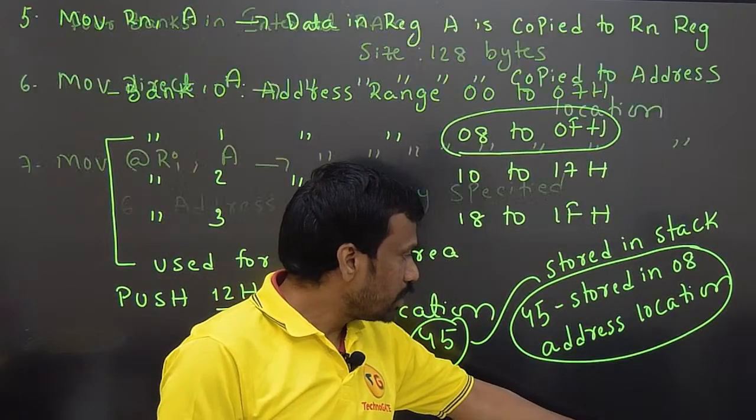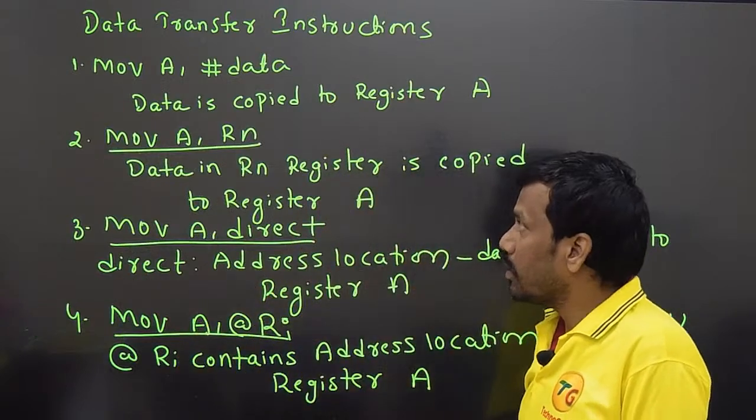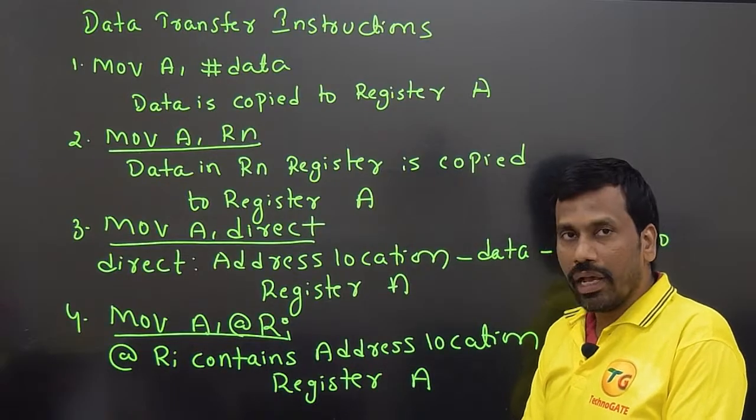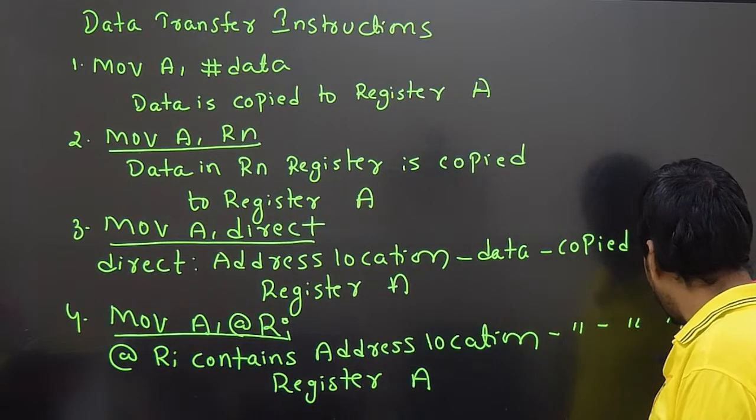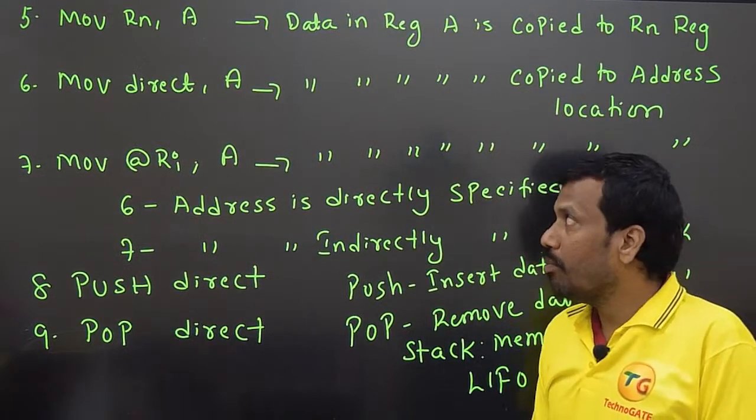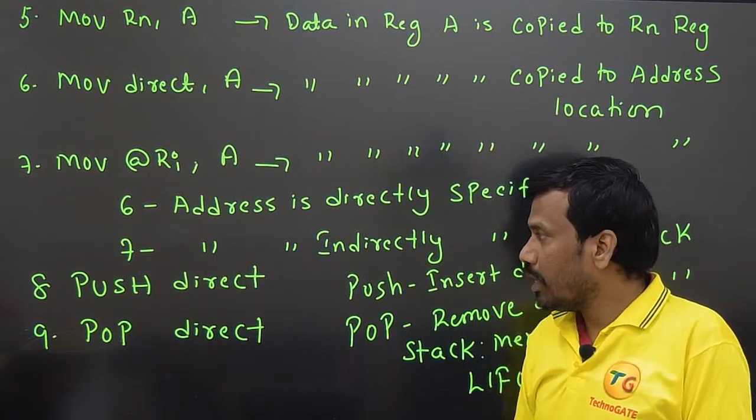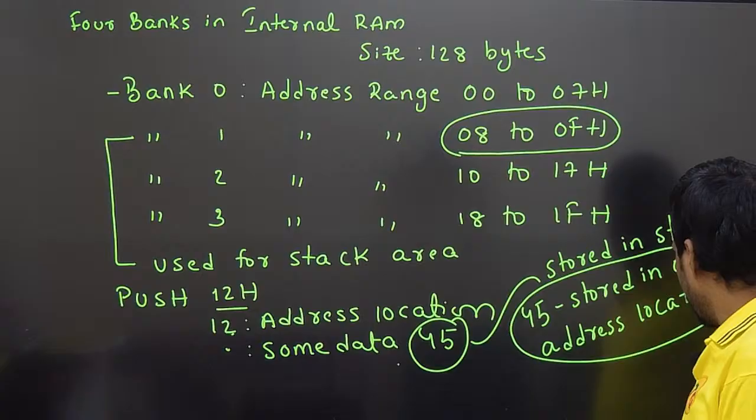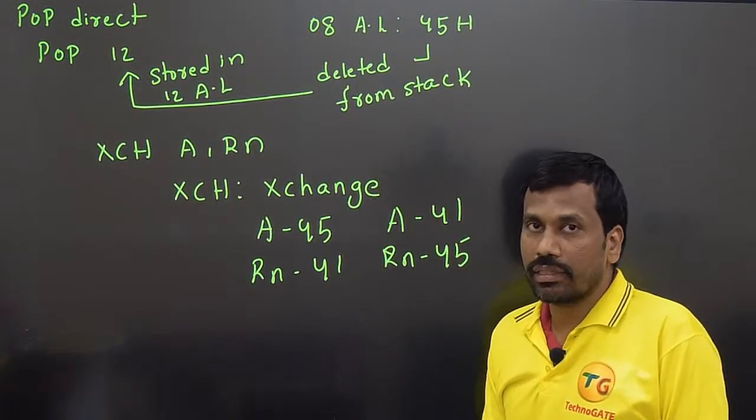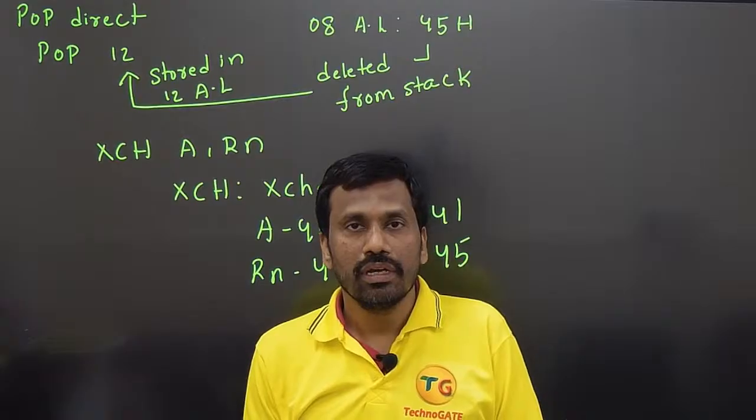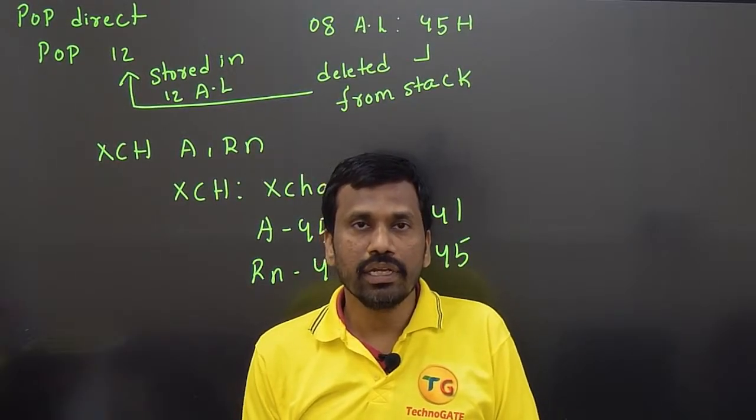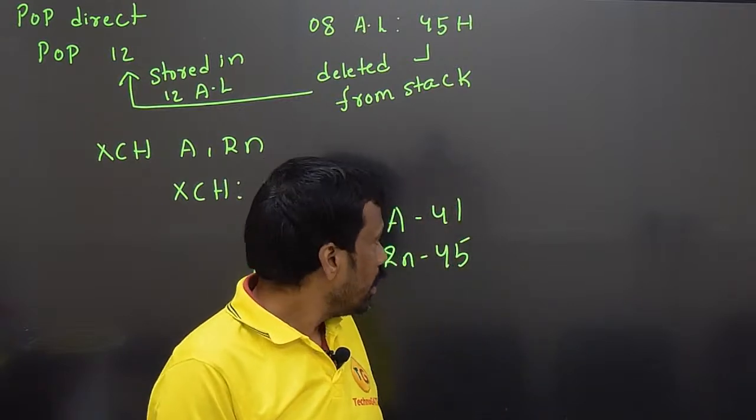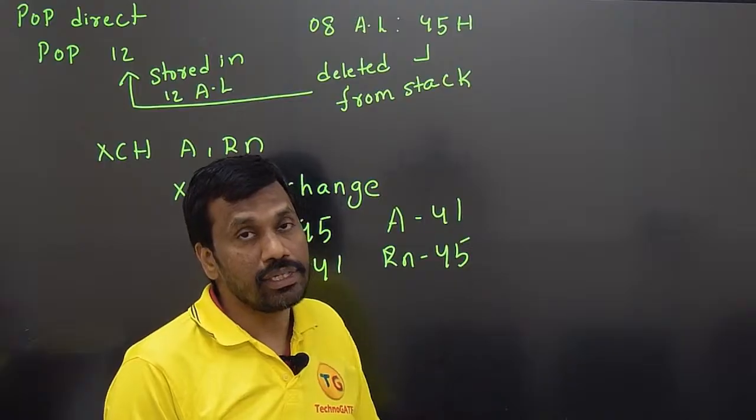Okay. So again we will revise these points. Starting, what we discussed: MOV A, #data, MOV A, Rn, MOV A, direct, MOV A, @Ri. Next one, MOV Rn, A, MOV direct, A, MOV @Ri, A, PUSH direct, POP direct, and next, how many banks are there? We have 4 banks. And which bank is used for stack operations? Bank 1. And what is the bank 1 address range? 08 to 0F. So what is stack? Memory element. What is the principle? LIFO principle. And next one is what? XCH. What is XCH? Exchange.